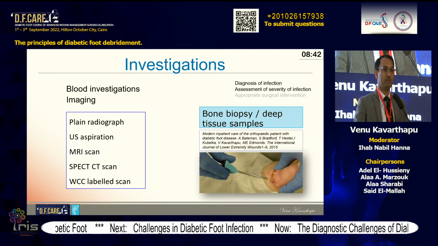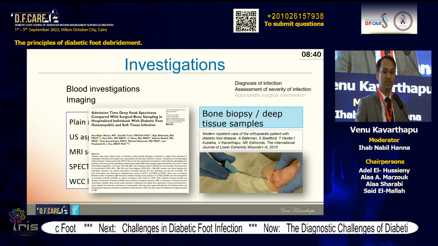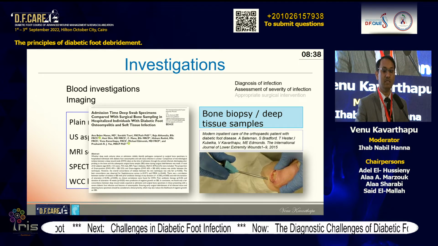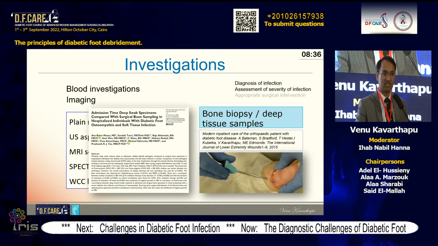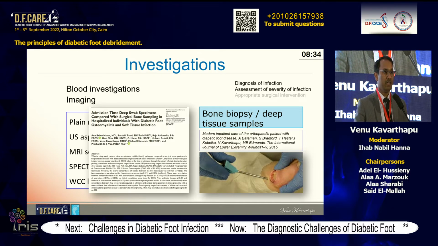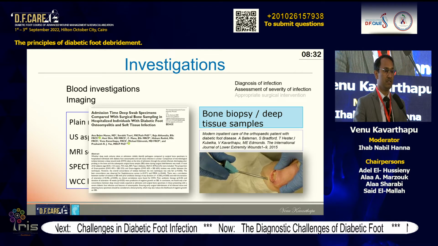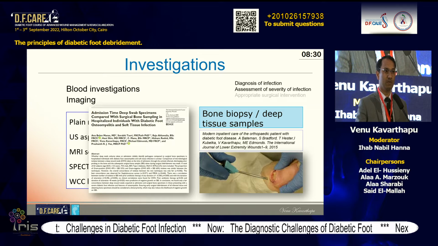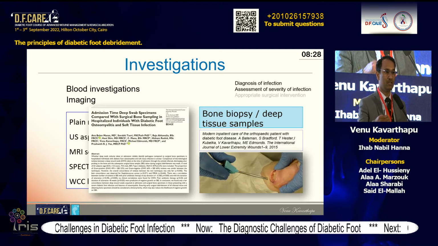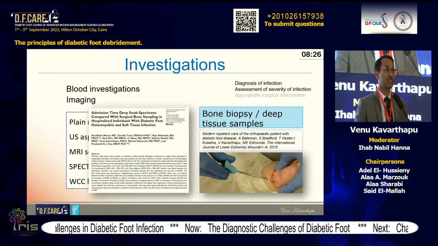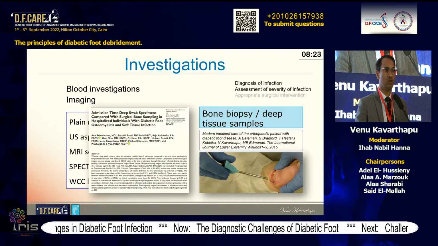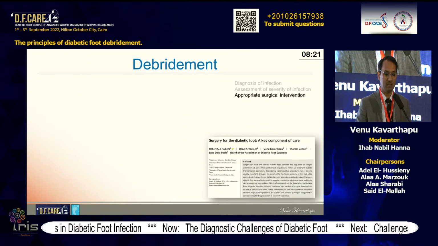Bone biopsies provide amazing insight into the diagnosis and also the activity level of the infection. Equally, deep tissue surgical specimens during your debridement, if done appropriately using a certain protocol, are also extremely valuable. So this is our gold standard investigation method for all.